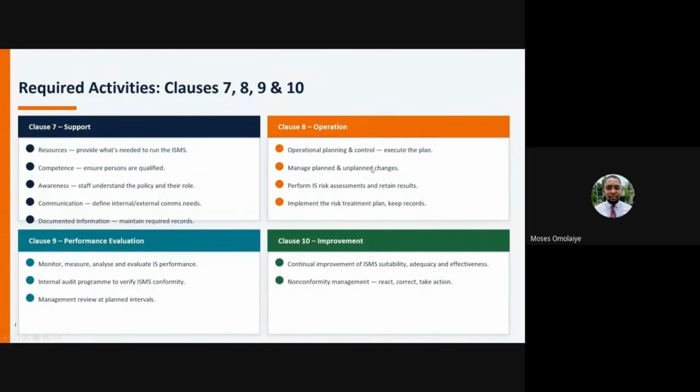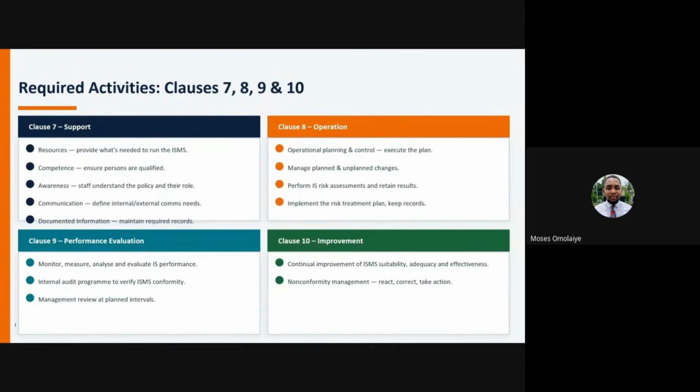Then you operate. Clause 8 is operation. So you execute the plan that you've come up with, and then you manage both planned and unplanned changes to the ISMS. Then you perform the risk assessment, and you have to retain results, again, evidence. And then you implement the risk treatment plan. Again, you have to keep records.